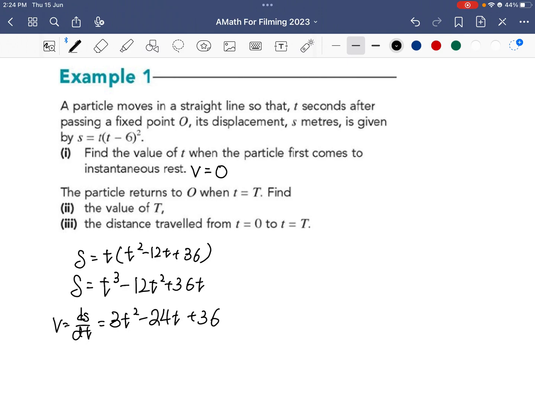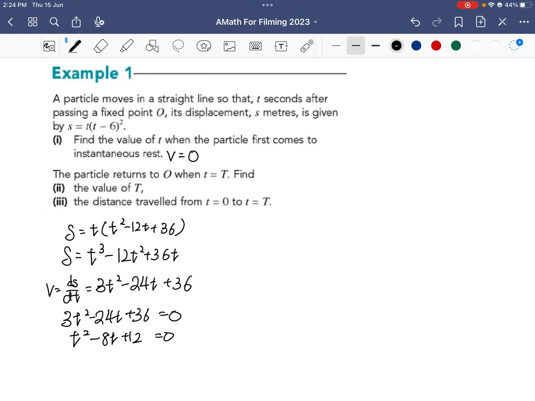Now, in order for me to find when the particle first comes to instantaneous rest, I need to find velocity equals 0. Since I already know that velocity is given by this, I take 3t squared minus 24t plus 36 equals 0. To make life easier, divide everything by 3. Then I get (t minus 2)(t minus 6) equals 0, so t equals 2 or t equals 6. Both of these answers mean that the velocity of the particle is 0.